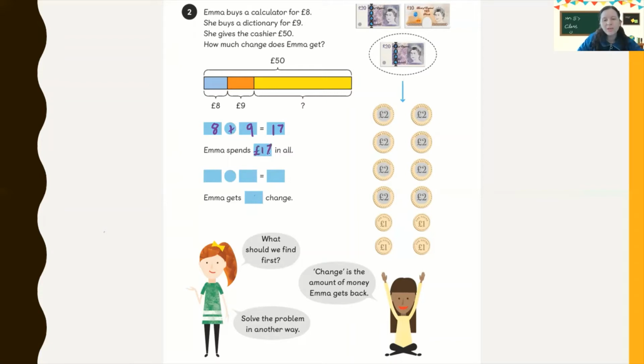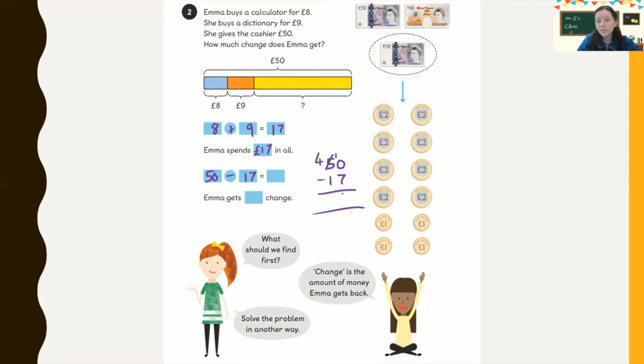Then we have to take it away from which number? The whole number. How much did she give the cashier? 50. Take away 17. A little bit harder to do in your head, so let's just jot it down here. 50 take away 17. So 0 take away 7, can we do it? No, we can't. So we need to borrow. So that becomes 10 and that becomes 4.